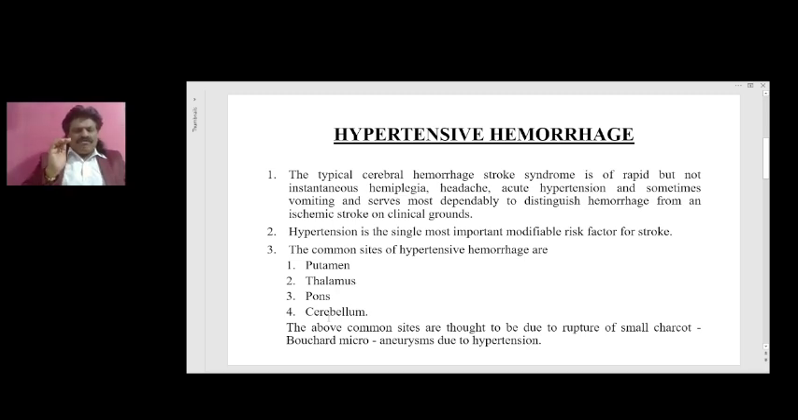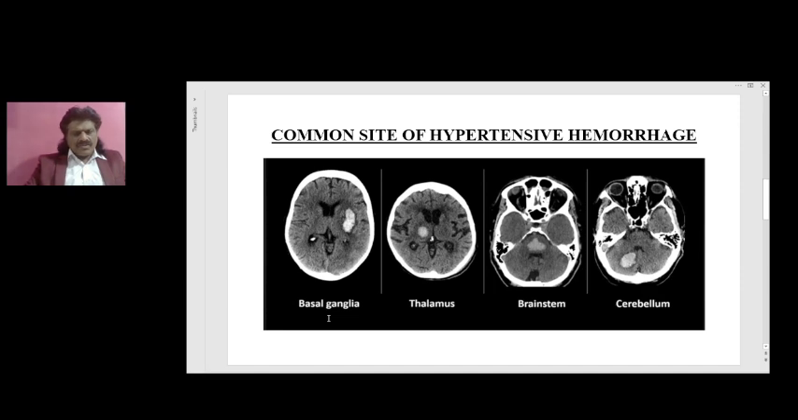So if you find hemorrhage in putamen, thalamus, pons and cerebellum, it is usually a hypertensive bleed, thought to be due to rupture of small Charcot-Bouchard microaneurysms. As I said, these are the common sites of hypertensive bleed. This is the most common site of hypertensive bleed, the basal ganglia or putamen bleed.